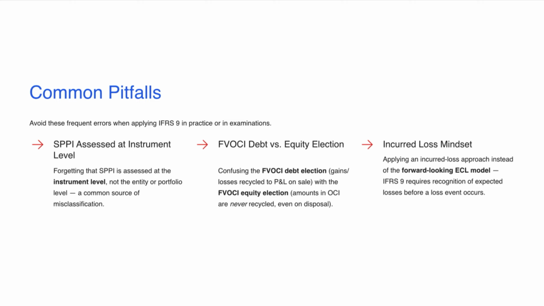Mistake number 3. Using the old incurred loss mindset. IFRS 9 uses a forward-looking expected credit loss model. You don't simply wait for a loss event before recognizing credit losses. So if you remember nothing else from this slide, remember SPPI, FVOCI debt versus FVOCI equity, expected credit loss. These are areas where students often lose marks.